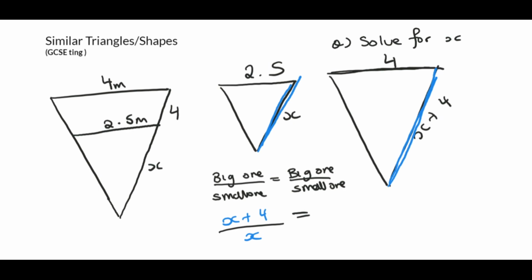Now the other big one we need to find. So obviously this is 4, okay? Now the same line is represented by the 2.5 here. These are the corresponding lines, yeah? So basically it's going to be 4, which is the big one, divided by the small one, which is 2.5. So I'm going to put 4 divided by 2.5.